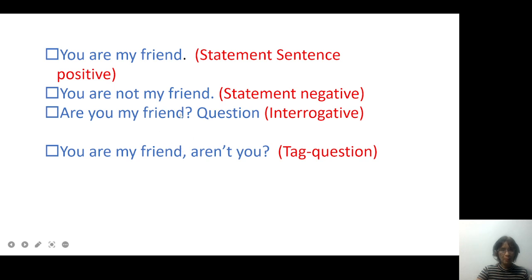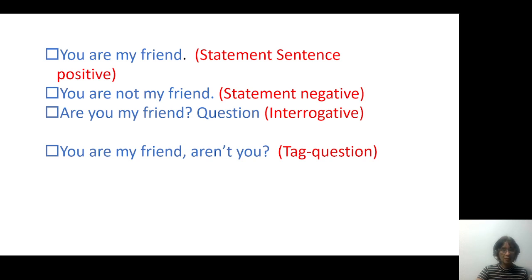So let's do some examples. In the statements, you are my friend, which is a positive statement, and then you are not my friend is a negative statement. If you're going to make this an interrogative sentence or a regular question, you can say, are you my friend? But if you're going to make it a tag question, you say, you are my friend, aren't you? Now remember, in are you my friend, this is a real question which is answerable by a yes or a no.